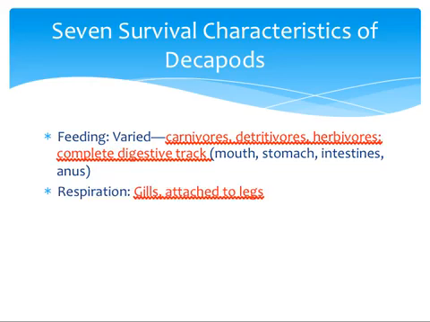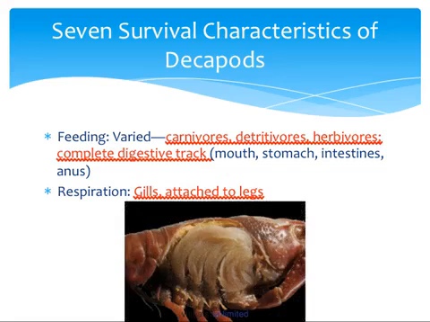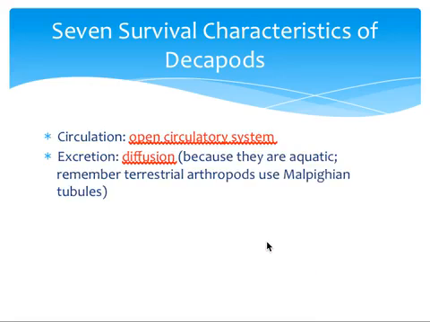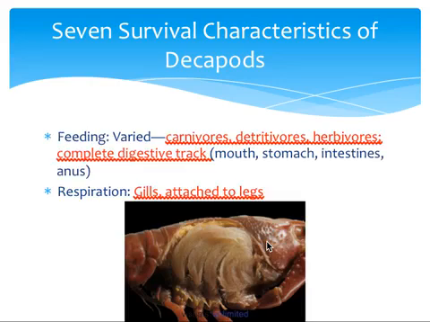For respiration, all decapods breathe with gills, and the gills are attached to their legs. And so they often keep their legs moving in order to breathe, in order to keep the water moving over their gills. Here are the gills, and this is in a crayfish, and here are the legs. So the gills are attached to the legs, and as they move their legs, it helps wash the water over the gills to get the oxygen into the gills to deliver to the rest of the body.